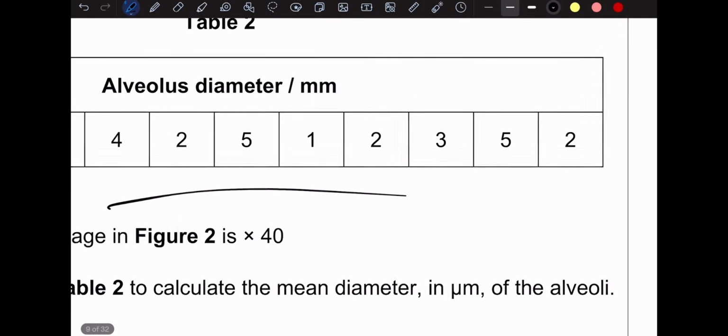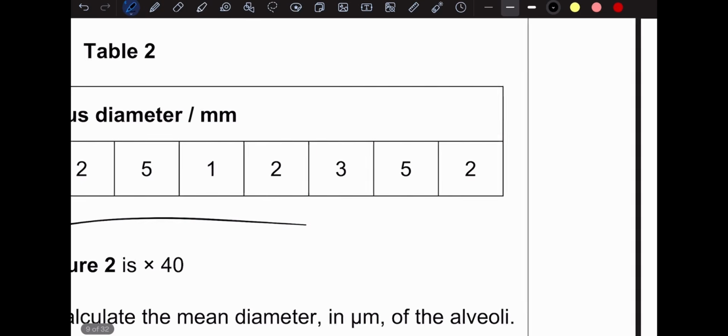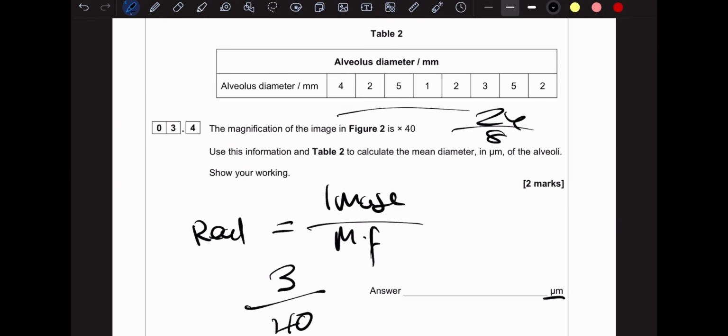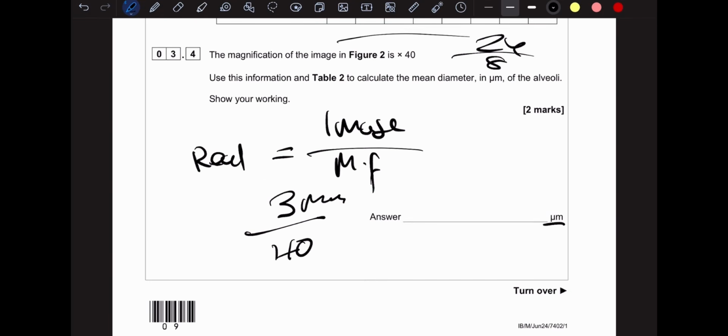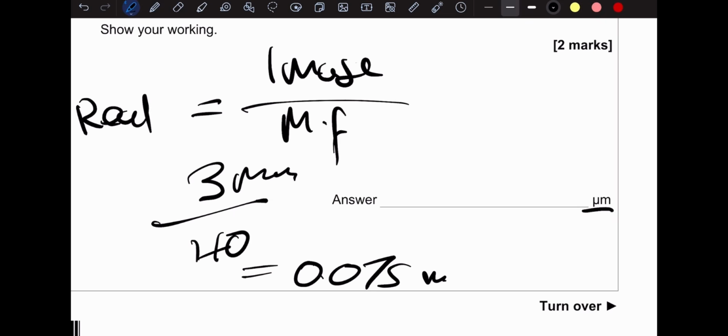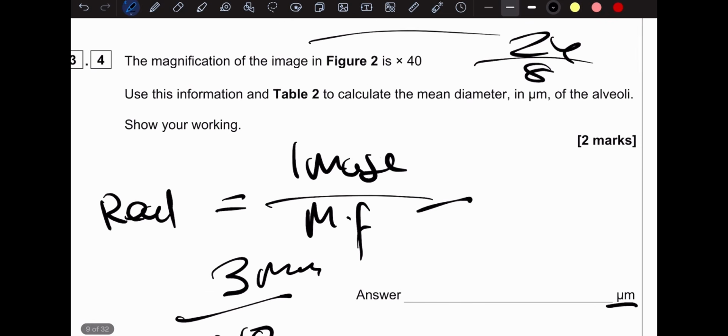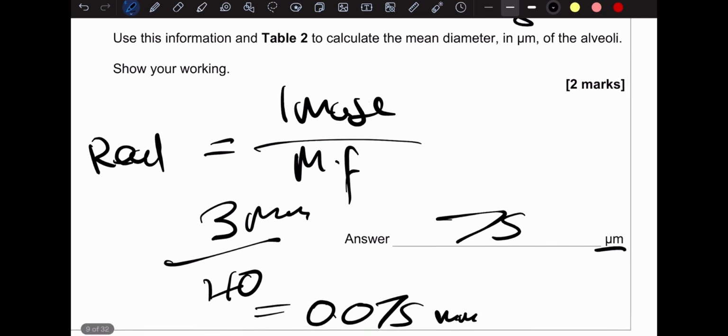So it's 4 plus 2 plus 5 plus 1 plus 2 plus 3 plus 5 plus 2, which is 24. And then there are 8 numbers, which gives 3. So it's 3 over 40, but that's 3 millimeters, right? Let's just do this. 3 over 40 is 0.075, and that's millimeters, right? So then we make it micrometers, and we get 75 micrometers. There we go.